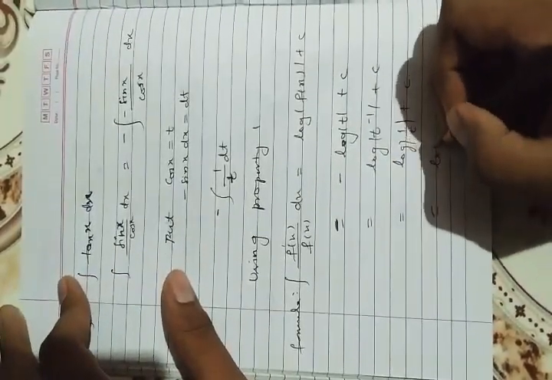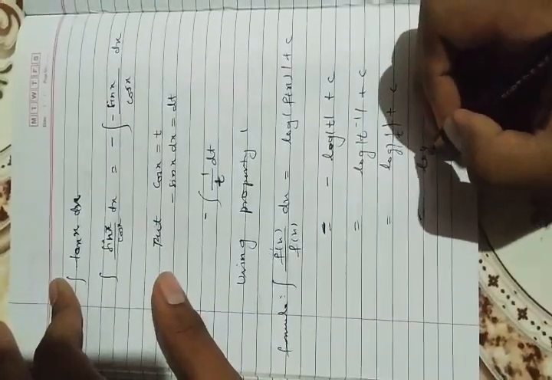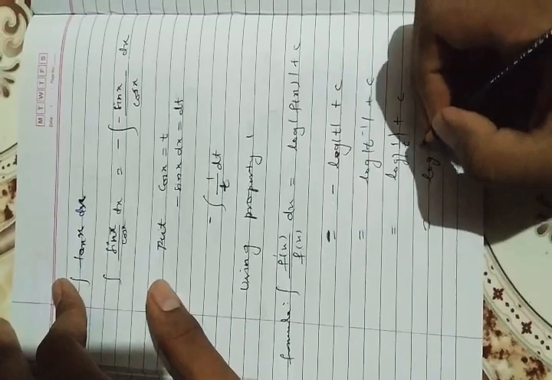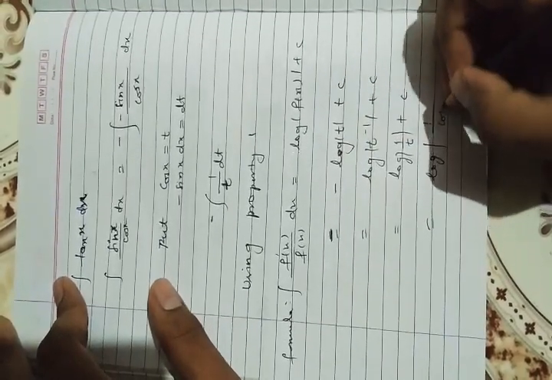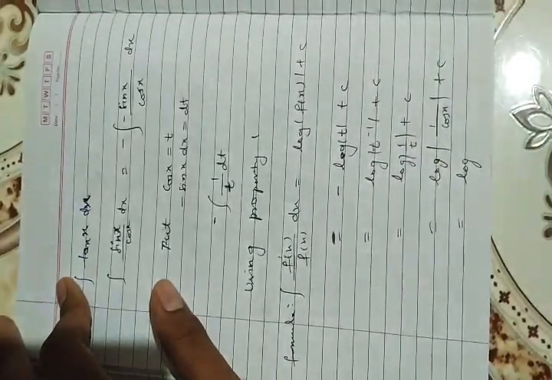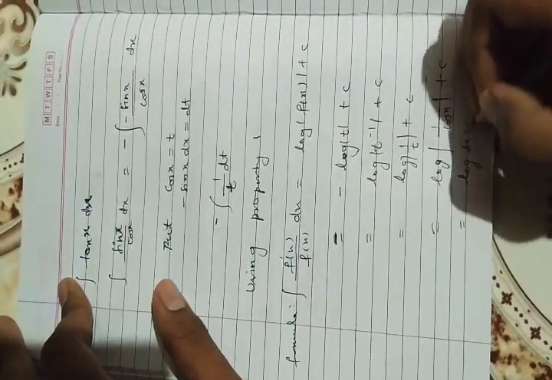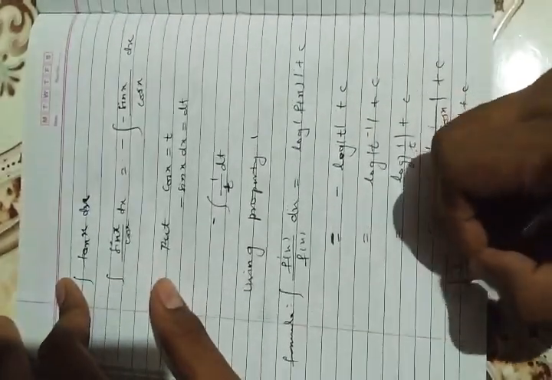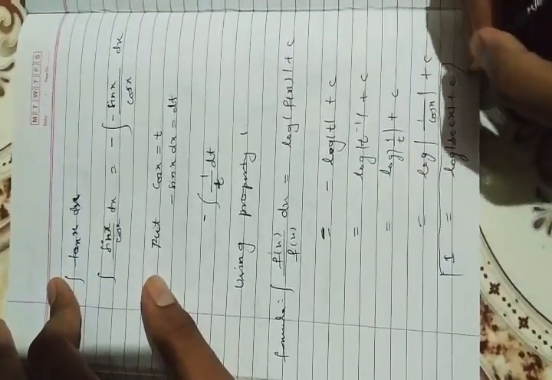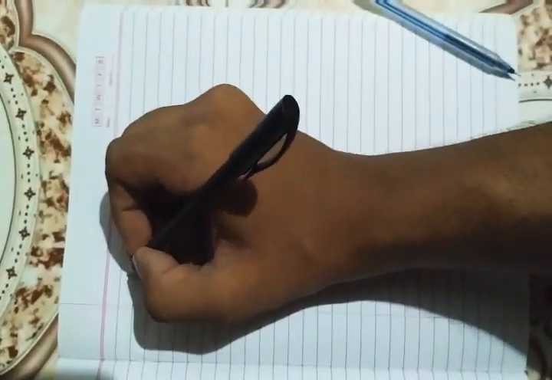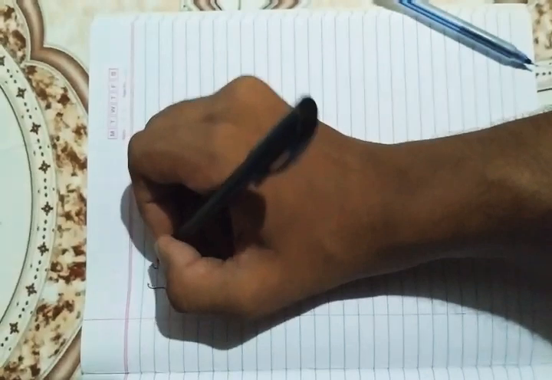Again, don't forget to resubstitute, as we have taken earlier: log of 1 by cos x plus c, which gives log of sec x, since 1 by cos is sec. So this is the proper solution of the integral. And one more example I am going to illustrate, so the concept will be clearer.